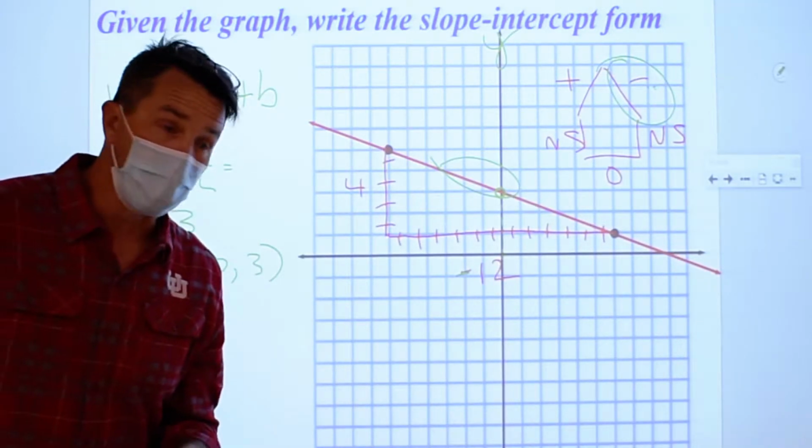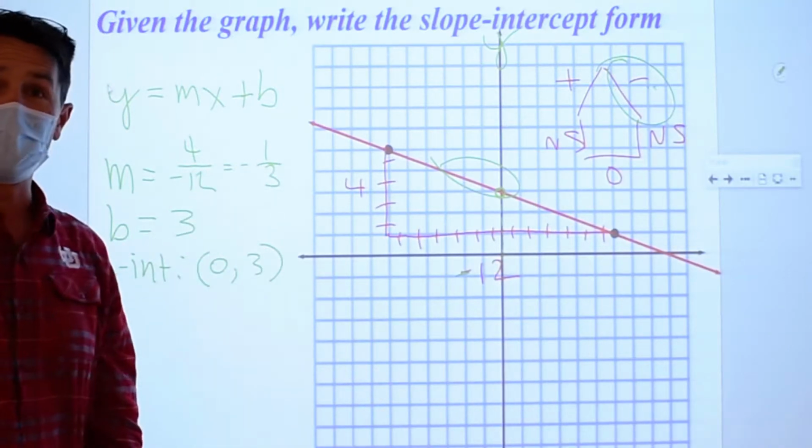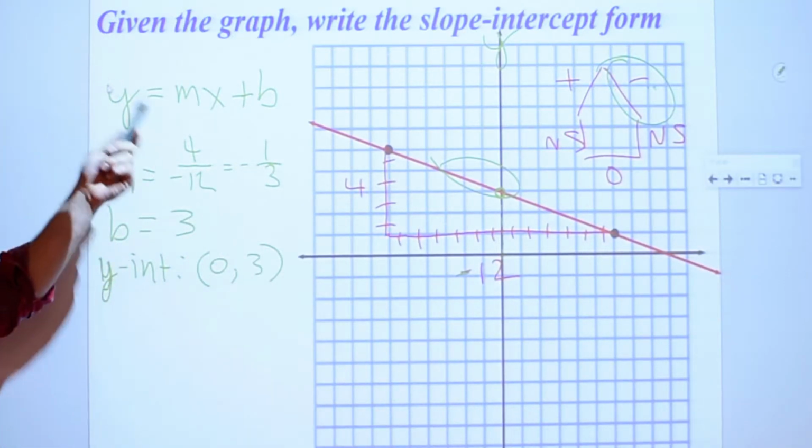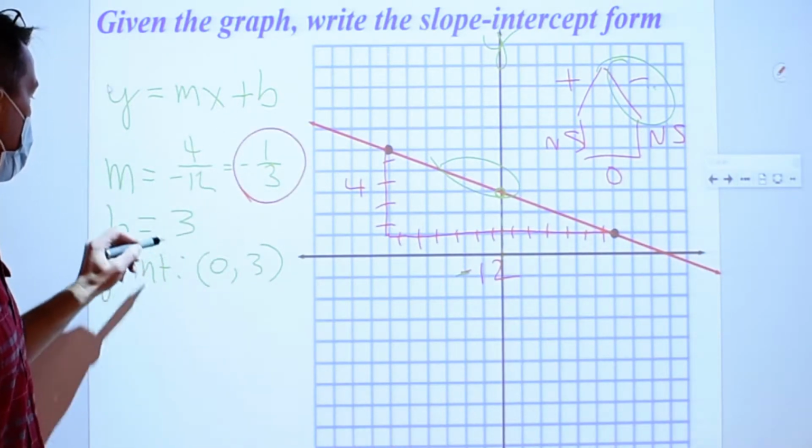I can divide them both by 4. That will give me 1/3, and I'm going to put that negative out front. You can put it on the bottom or the top, but usually you just put it out front. So now I have the slope, and I have the y-intercept.